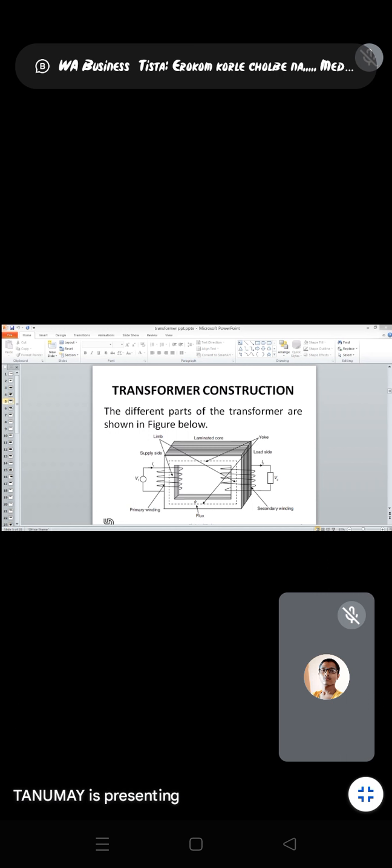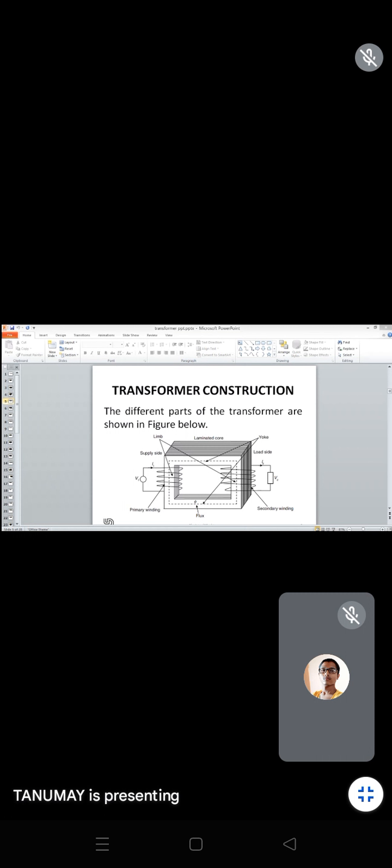Now, depending on the number of phases, there are two types of transformer. One is single phase transformer, another is three phase transformer. We don't have two phase supply, we have single phase supply and three phase supply. That's why there are two types of transformer: single phase transformer and three phase transformer.